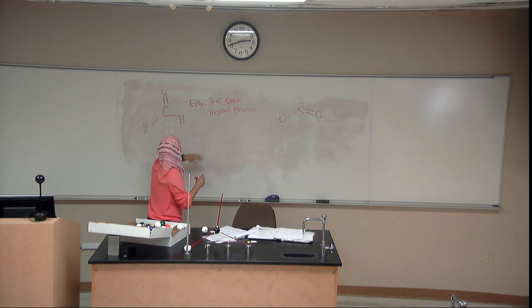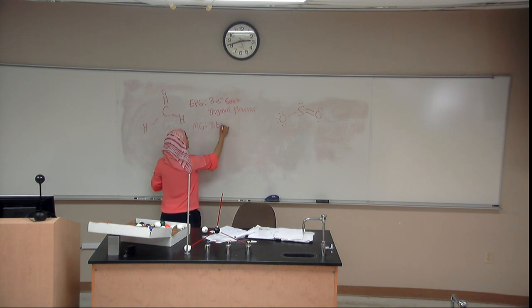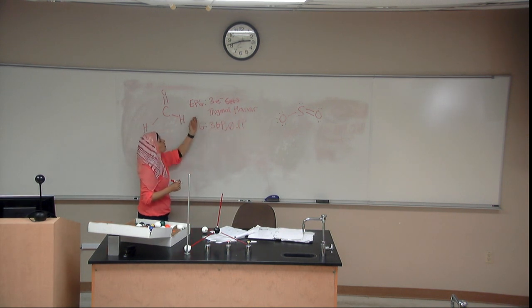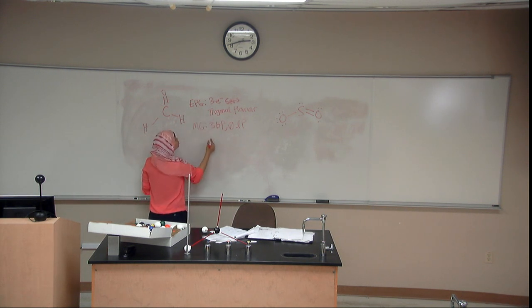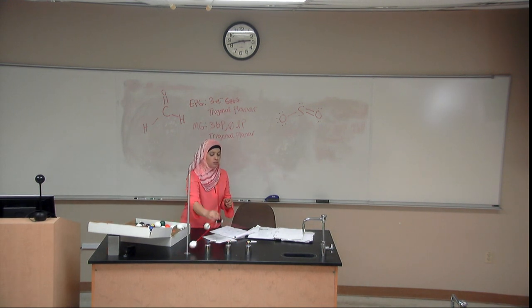Now, for the molecular geometry, you have to count your bond pairs and your lone pairs. So this counts as 1, 2, 3. So you've got 3 things bonded to the central atom, and then you don't have any lone pairs on the carbon. So when you don't have any lone pairs, your molecular geometry is going to be exactly the same as your electron pair geometry. So this is still trigonal planar.